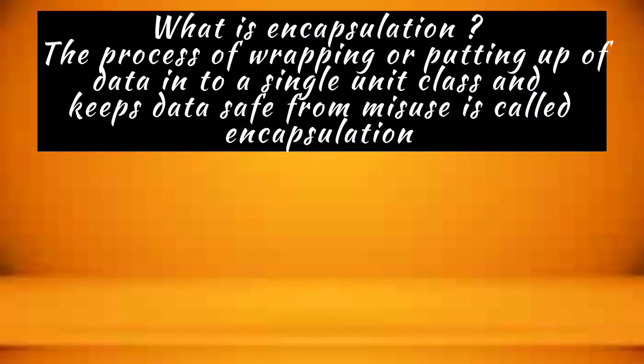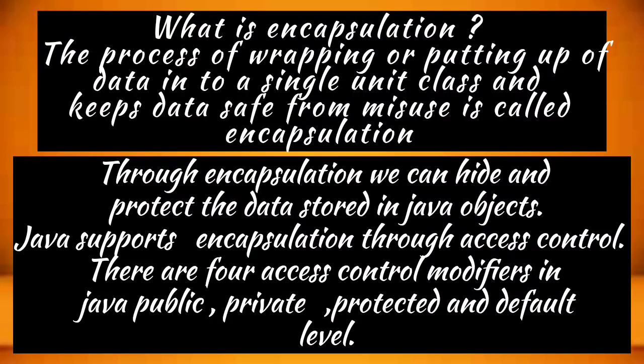Now let's talk about what is encapsulation. The process of wrapping or putting up the data into a single unit, a class, and keeping data safe from misuse is called encapsulation. Through encapsulation, we can hide and protect the data stored in Java objects. Java supports encapsulation through access control. There are 4 access control modifiers in Java, that is public, private, protected and default level.